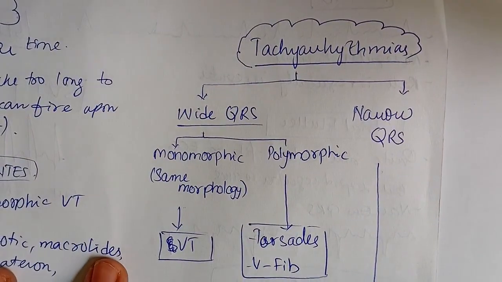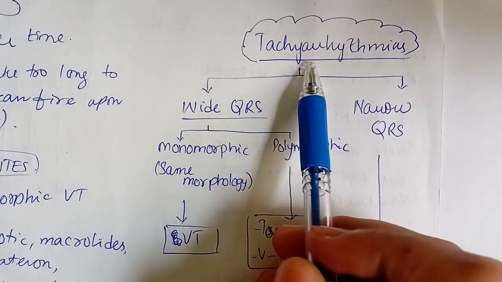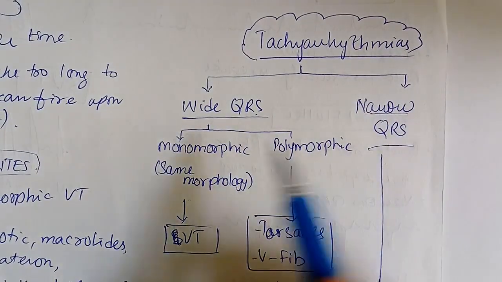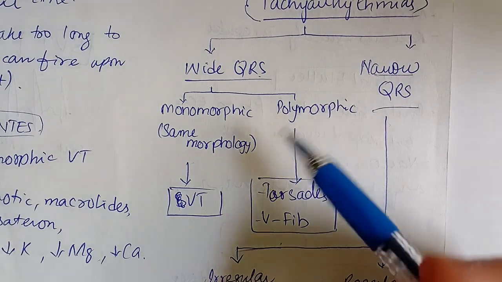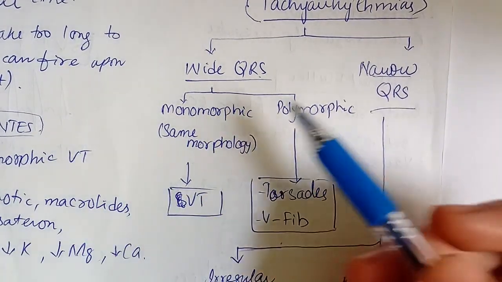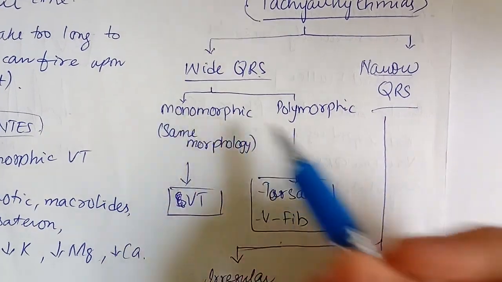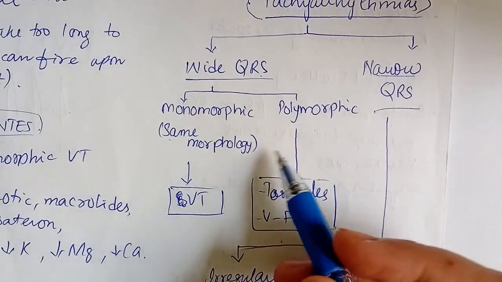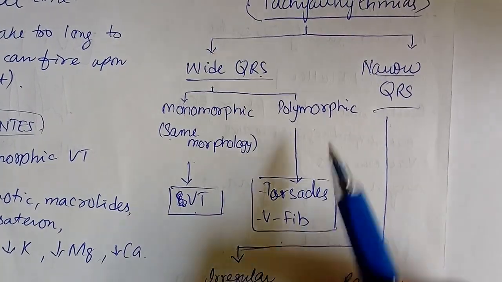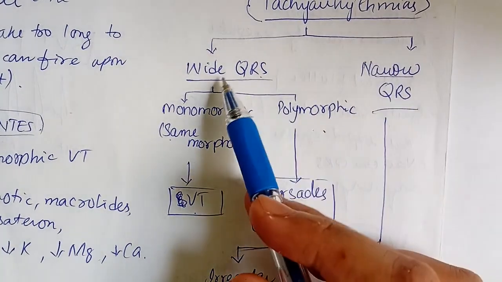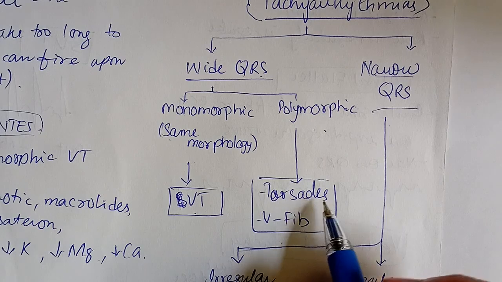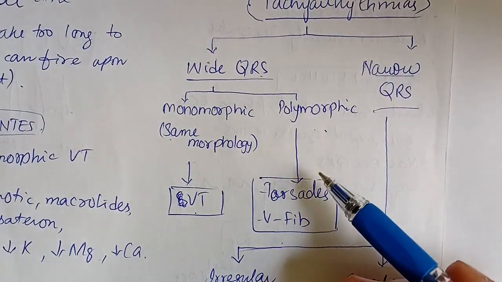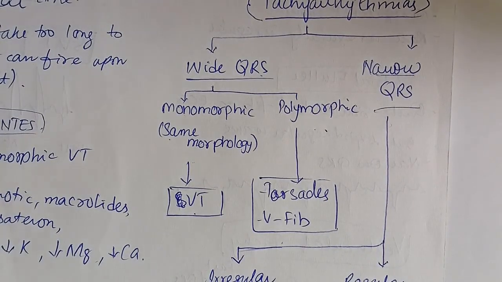Let me tell you the classification of tachyarrhythmias. Tachyarrhythmias fall into the category of wide QRS complex and narrow QRS complex. Wide QRS complex means the source of the arrhythmia lies in the ventricle. It can be monomorphic or polymorphic. Monomorphic means there is the same morphology in the same lead, and it is seen in ventricular tachycardia. Polymorphic ventricular tachycardia with wide QRS is seen in torsades and ventricular fibrillation. Polymorphic means there is a difference in the morphology of waves in the same lead.